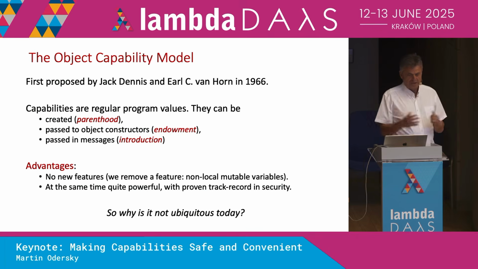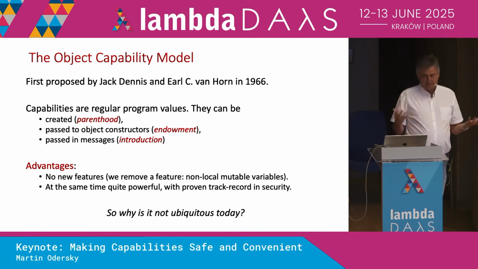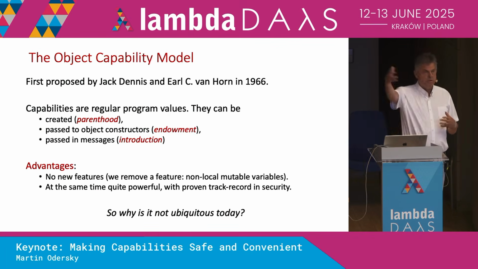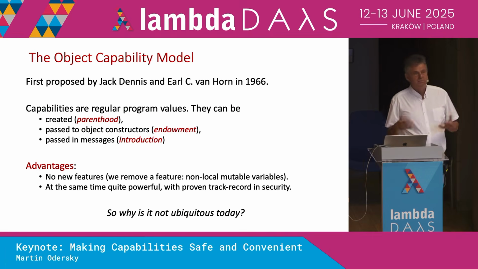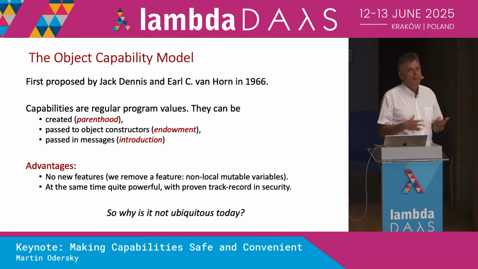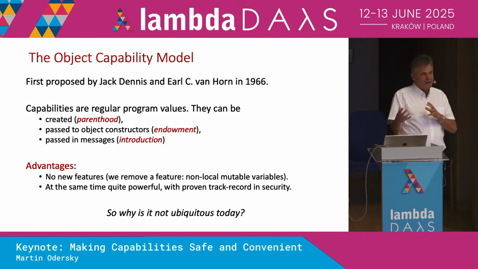So what's the idea behind object capabilities? It's that capabilities are just regular program values. They can be created, they can be passed to other object constructors, and they can be passed in messages, and that's all. And access to certain things is mediated by holding a capability. In an object-oriented world, you can do this very easily. Essentially, if I have a file, then the file itself is the capability. To invoke anything on a file, I have to hold the file object. I can't do anything else. So it's not a big overhead. I identify the objects I interact with as the capabilities.